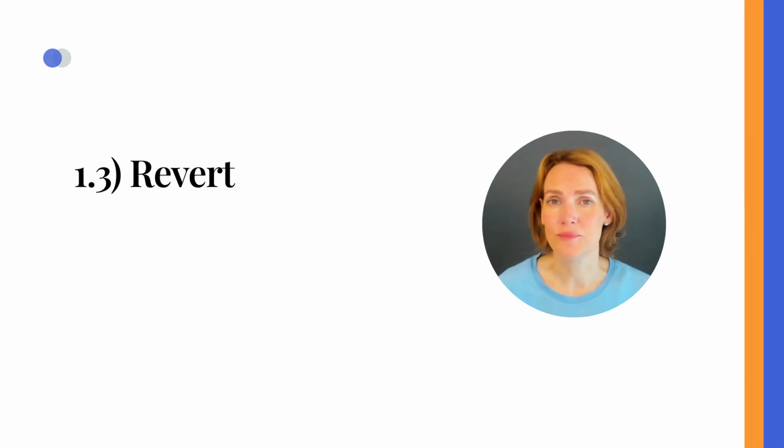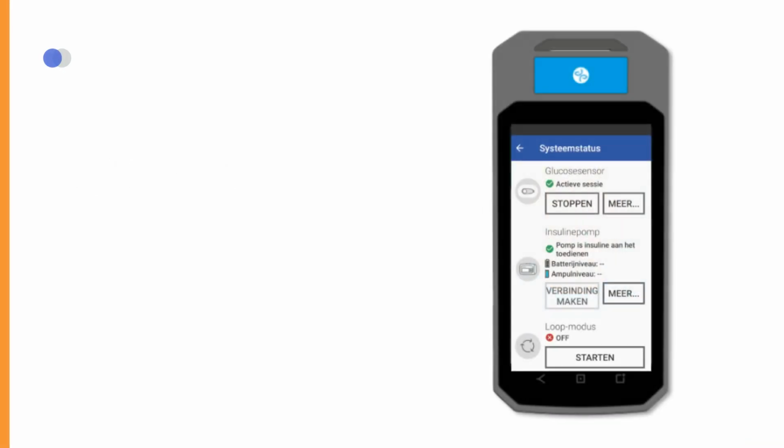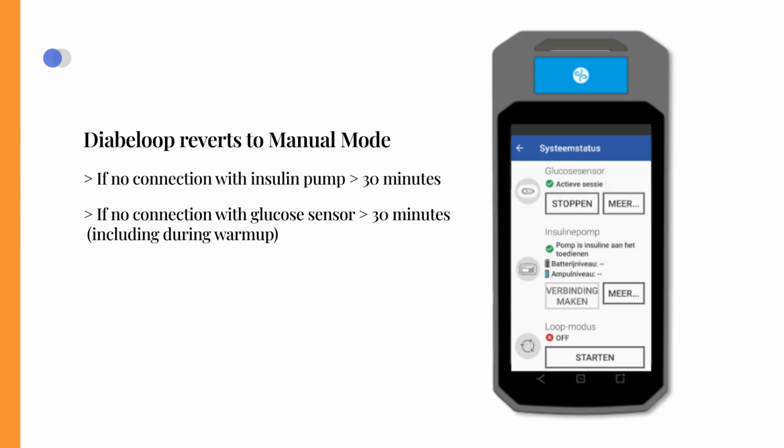1.3 Revert. If the connection to the insulin pump or glucose sensor is lost for more than 30 minutes, including during the sensor warming up period, the system will return to manual mode. You can check the connection status in the system status screen, and if it shows busy searching, it means the connection is not established.